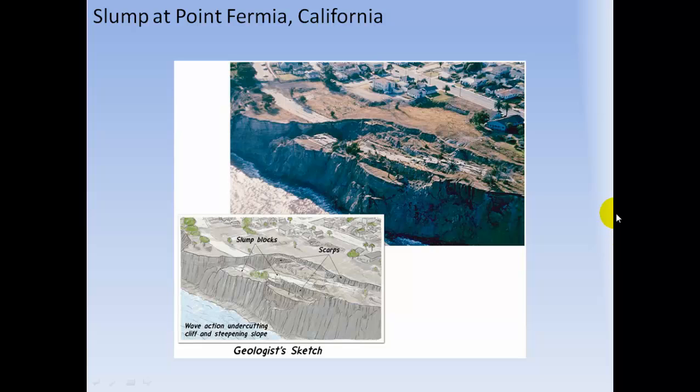Okay, slump at Point Fermin in California. So here's where it broke. That's where the material just slumped down.